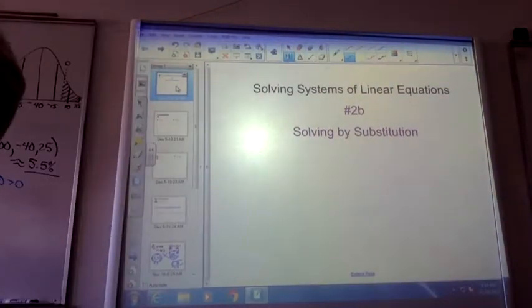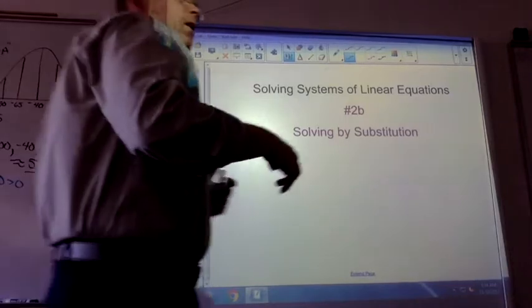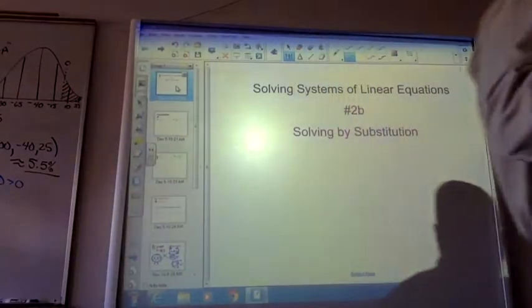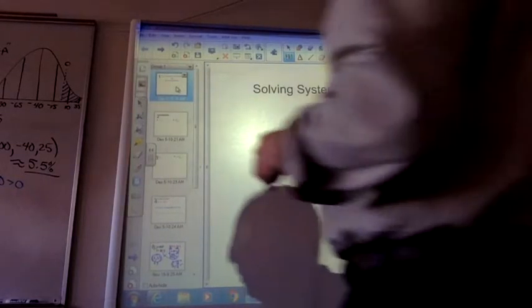Again, we say we're solving by substitution because graphing doesn't always give us a good representation of what the answer could be, especially if the x comma y is a fraction or a decimal, or if our graph isn't large enough and they happen to intersect each other way off the graph.